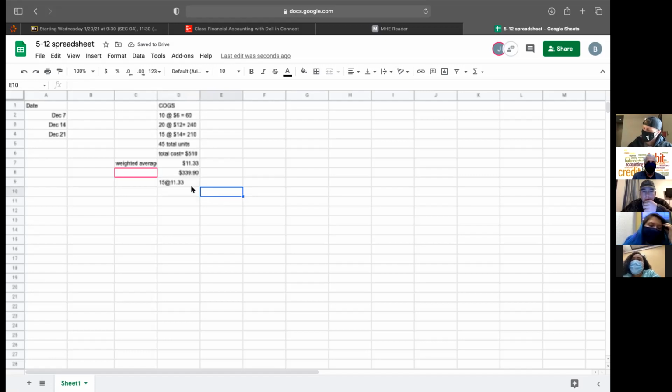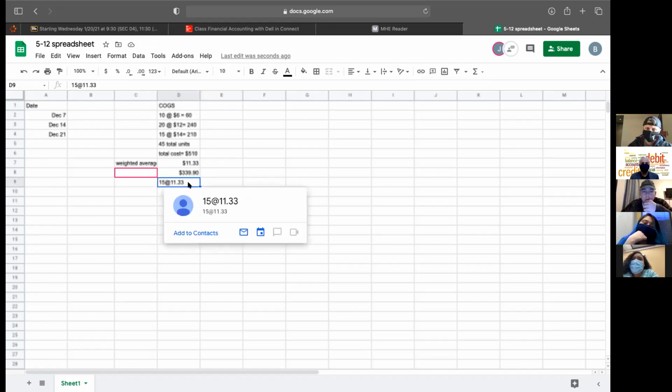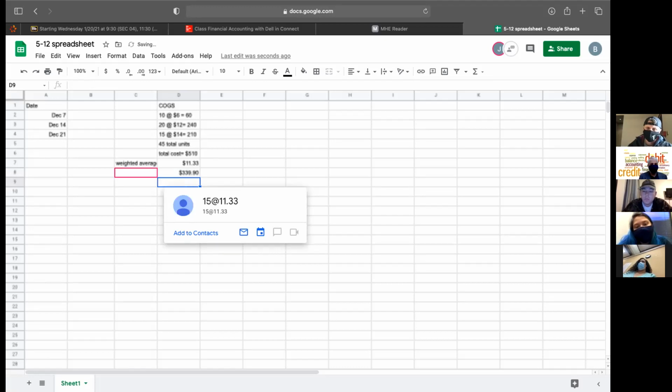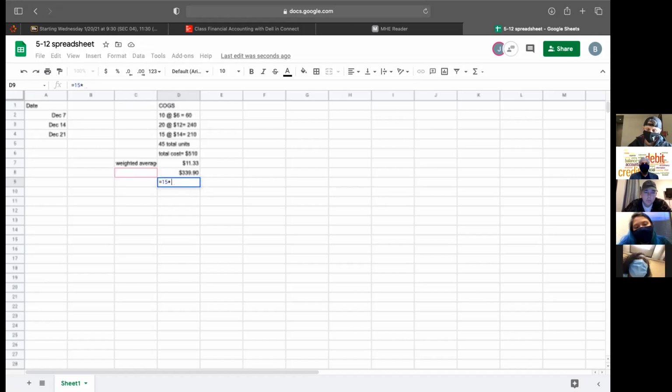I think equals 15 star 11, and then we cell above it. Best way to put it in the formula. You get that Excel by now. Start with an equal sign. Shift 8, star, and then go up to 1133. Hit return. And you should be able to say, great, I got those two numbers.